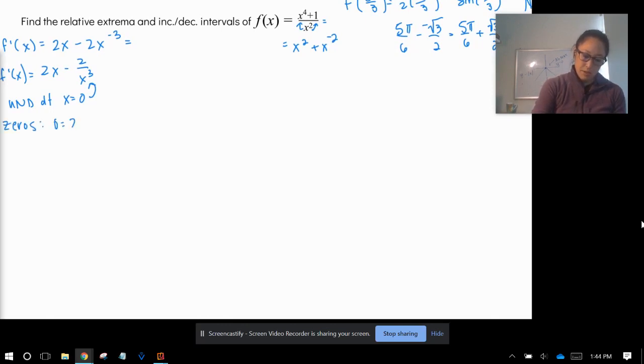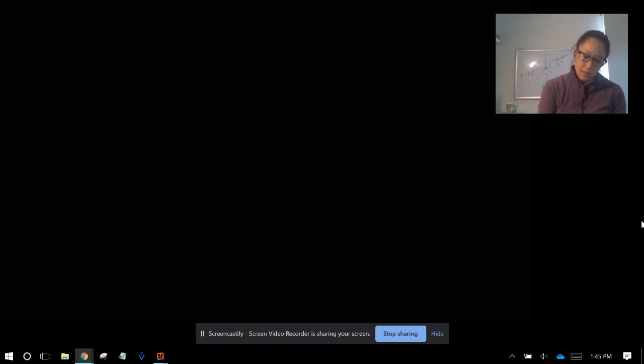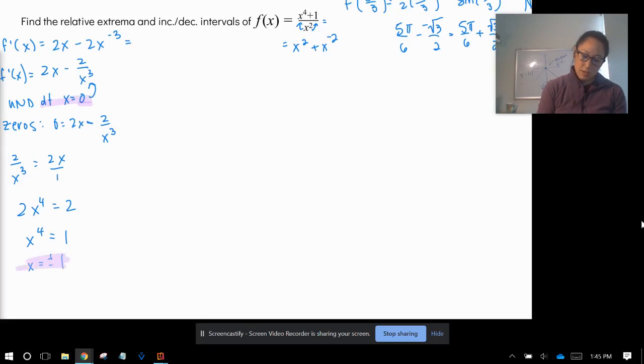So 0 is equal to 2x minus 2 over x cubed. I'll add this to the other side. So 2 over x cubed is equal to 2x. I think I'm just going to cross multiply. 2x to the fourth is equal to 2. Divide, x to the fourth is equal to 1. And I get x is equal to plus or minus 1. So I have three critical numbers at x equals 0, x equals 1, and x equals negative 1.